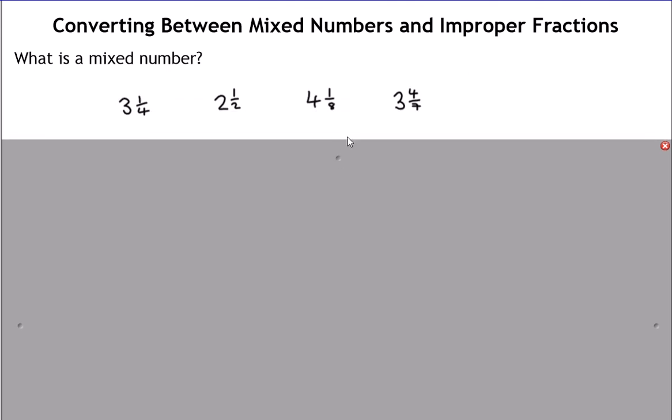So we'll start with what is a mixed number. Well, a mixed number is anything that looks like that. So a whole number, the 3, the 2, the 4, the 3, the whole parts, and then afterwards a fraction as well. So we call it a mixed number because it's a mix of a whole part and a fraction part.